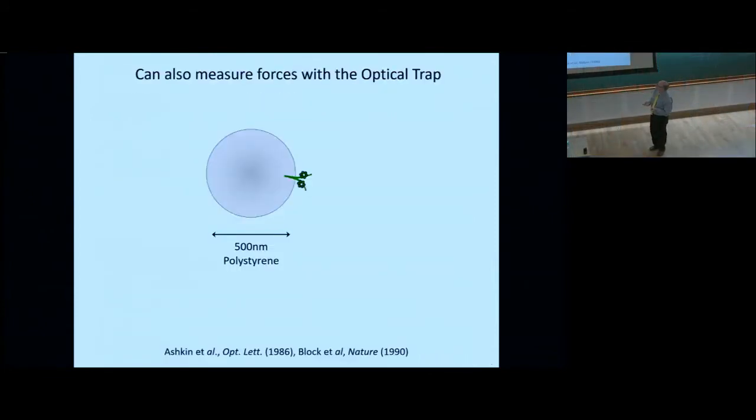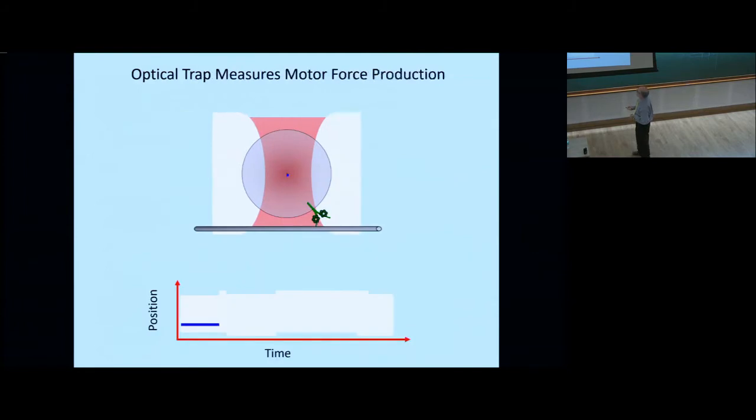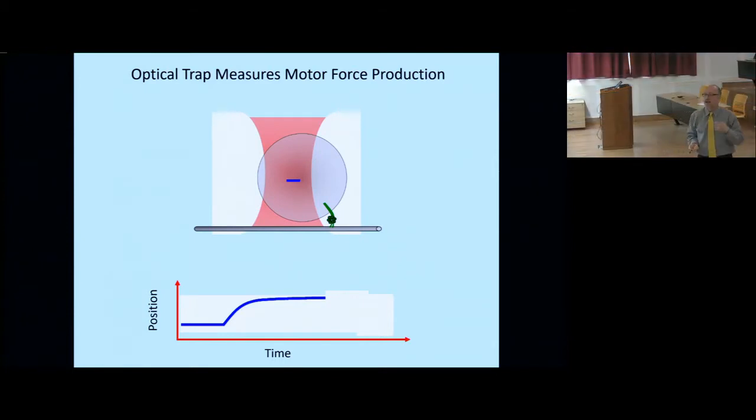Now we can also measure force doing the same thing. There we just leave the optical trap on, and because it's a harmonic potential, by looking at where the motor stalls, we can measure the force that's produced. And you've already heard about using optical traps to measure forces. You've already gotten the idea from a few other talks that forces add.